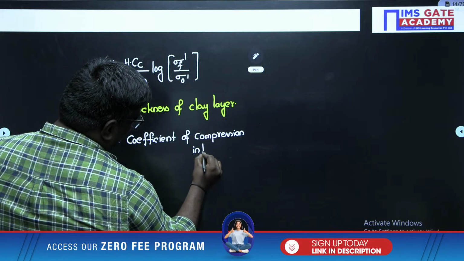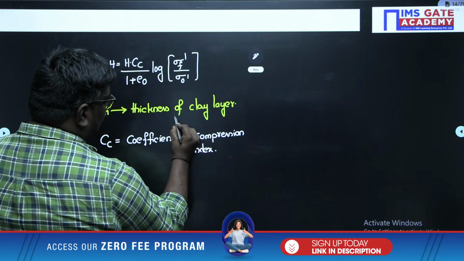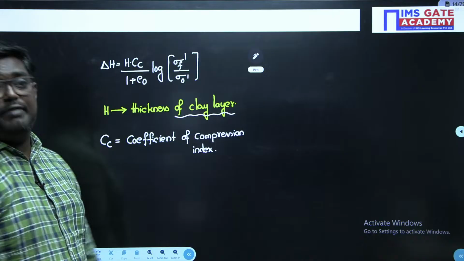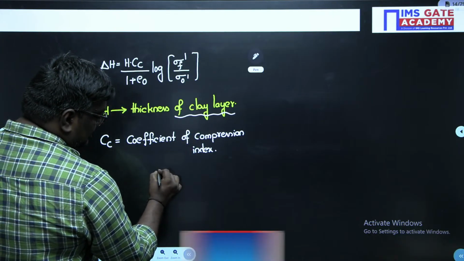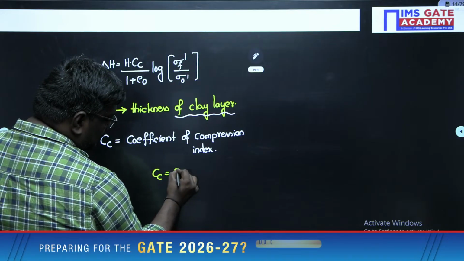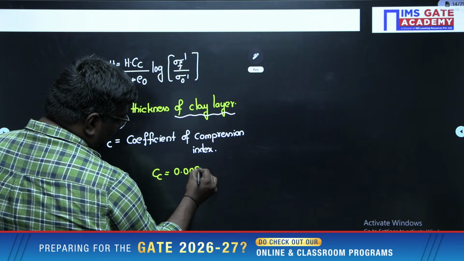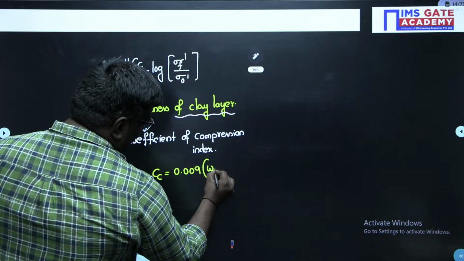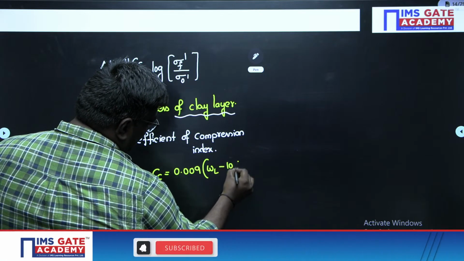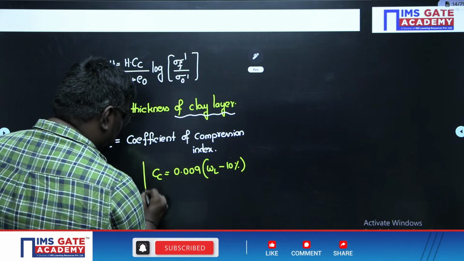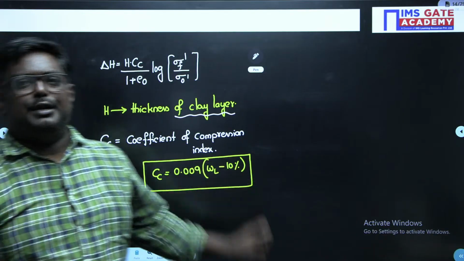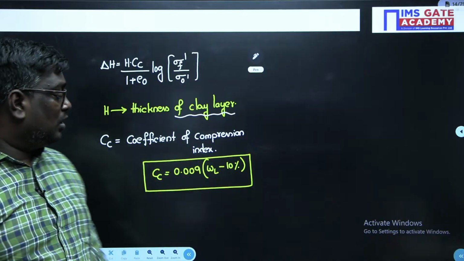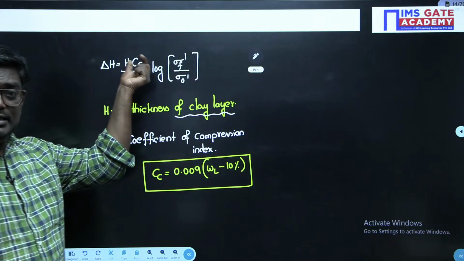Here you should understand, usually consolidation happens in the clay layer. That is a very, very important point. So when I talk about the coefficient of compression index, Cc can be written as 0.009 into liquid limit minus 10 percent for undisturbed soils. For disturbed soils, it will be 0.07. You can remember this formula. Now we are done with H and Cc.